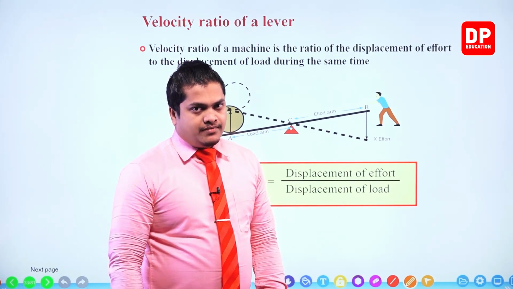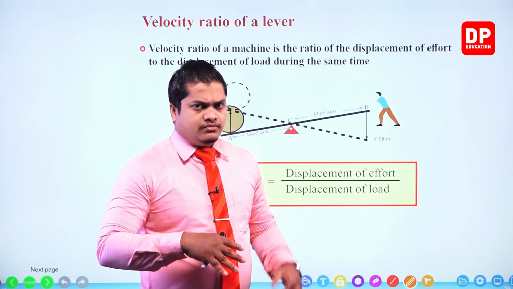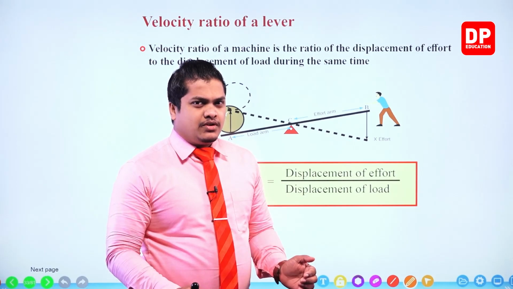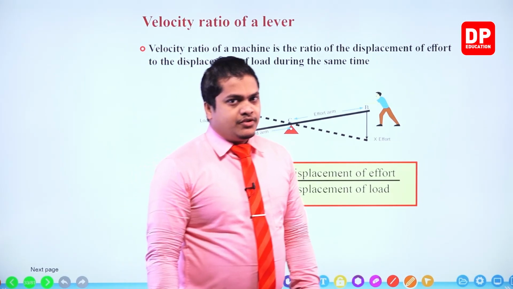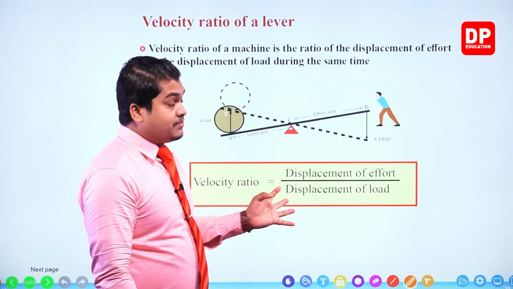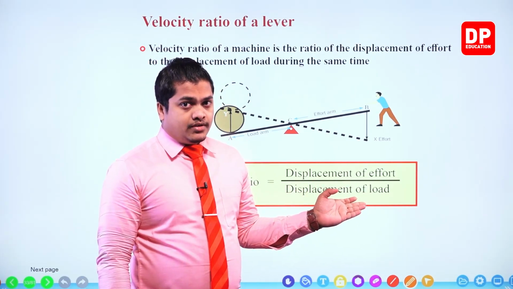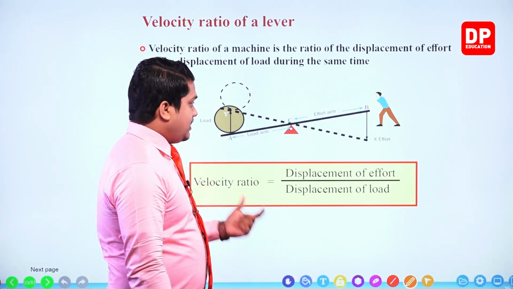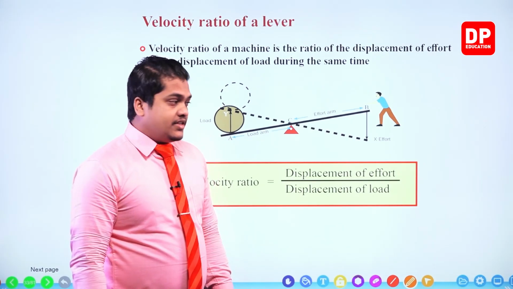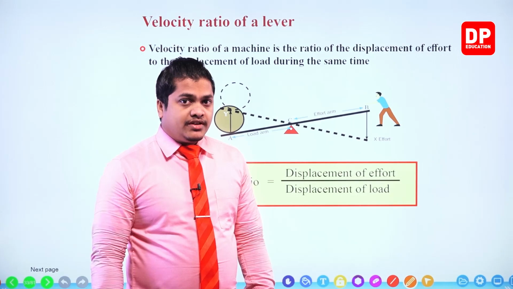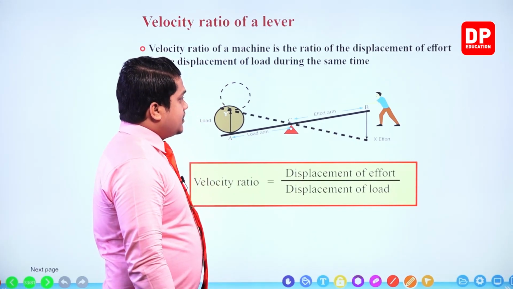Ratio means a division. So my dear children, without any problem we can find the velocity ratio. Velocity ratio is quite simple. You just take the displacement traveled by the effort and divide it by the displacement of the load. So this is how to find the velocity ratio of a lever. It's very simple.